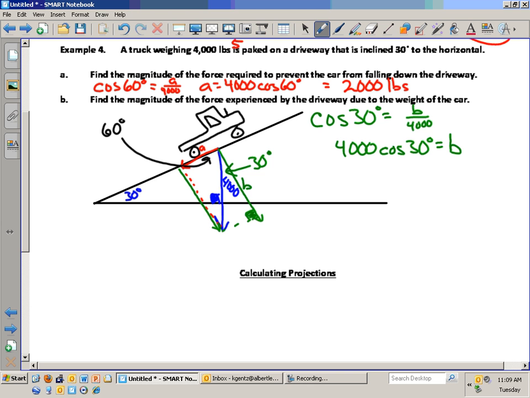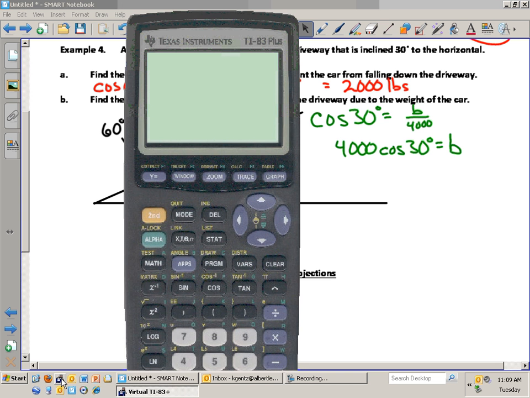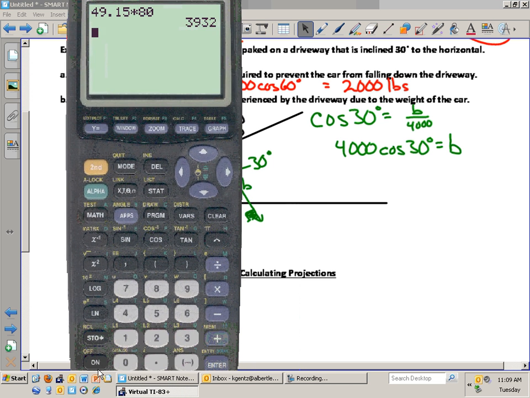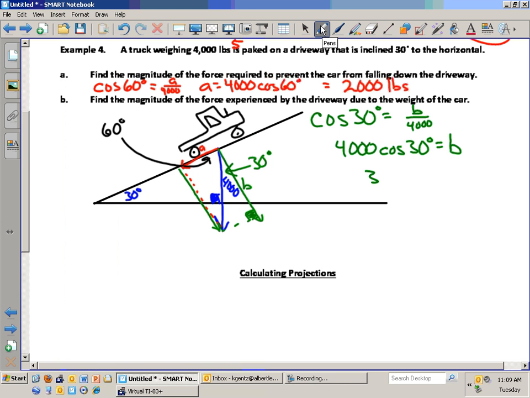So let's do this. We have 4,000 times the cosine of 30, and we get 3,464. So that's the force experienced by the driveway. Okay, that's the force experienced by the driveway. Are there any questions on that?